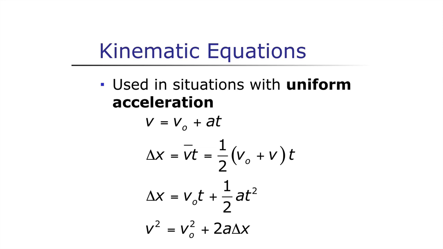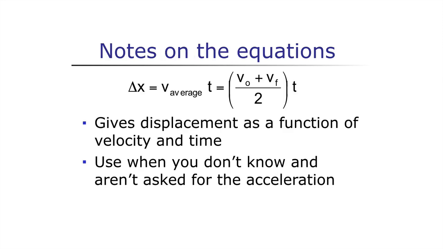The second equation represents delta x, the motion along the x-axis, which is equivalent to the average velocity multiplied by time. The average velocity means the initial velocity plus the final velocity divided by 2, multiplied by time. The third equation represents delta x as equivalent to the initial velocity multiplied by time plus half times acceleration times t squared. And the last equation represents the final velocity squared as equivalent to the initial velocity squared plus 2 times acceleration times the change in displacement.